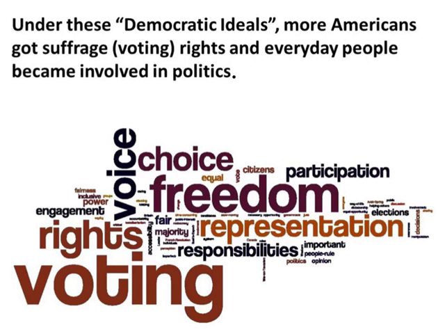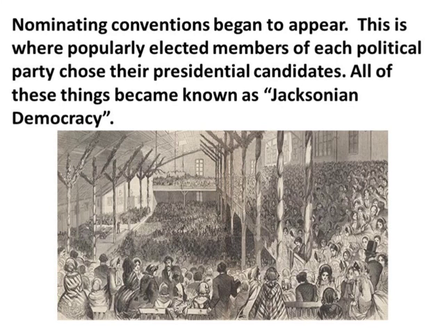Under these democratic ideals, more Americans got suffrage, or voting rights, and everyday people became involved in politics. Nominating conventions began to appear. This is where popularly elected members of each political party chose their presidential candidates. All of these things became known as Jacksonian democracy.